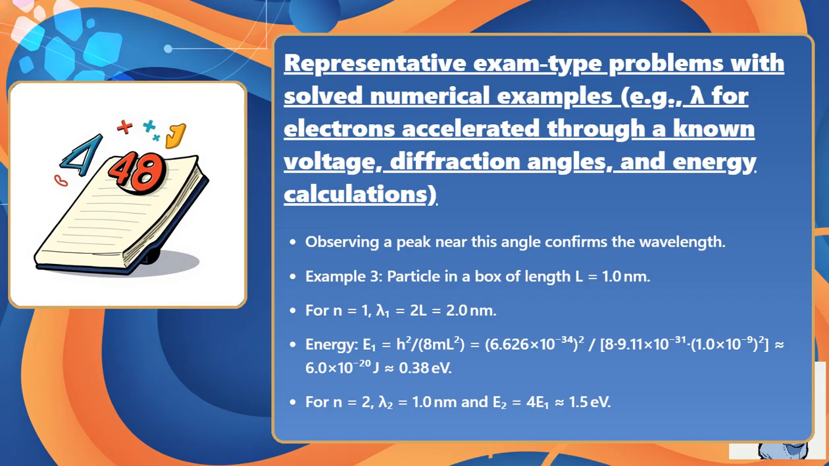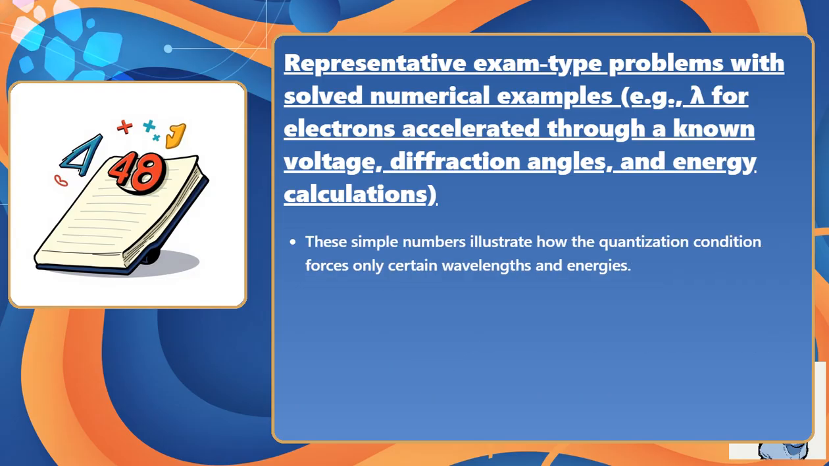For n equals 2, λ_2 equals 1.0 nanometers, and E_2 equals 4E_1, approximately 1.5 electron volts. These simple numbers illustrate how the quantization condition forces only certain wavelengths and energies.